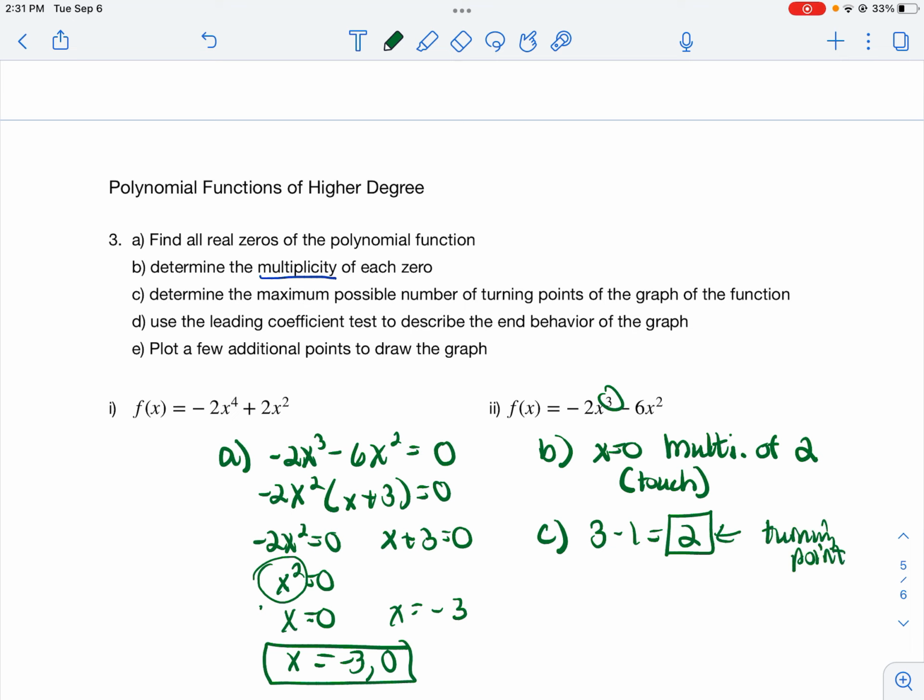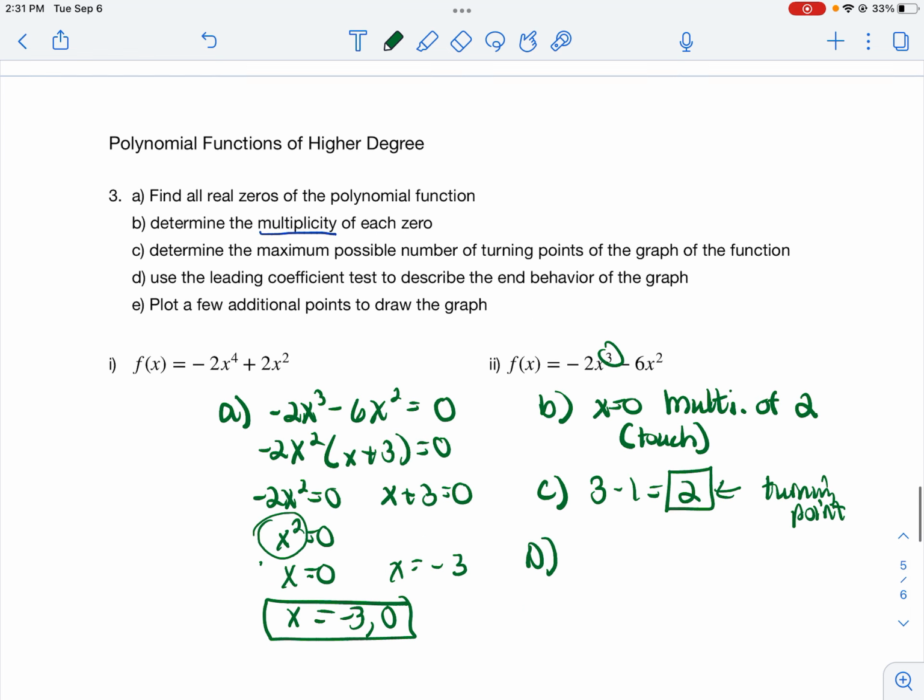Maximum of turning points, so 2. So I have a max and a min on the graph. D, determine the end behaviors of the graph.